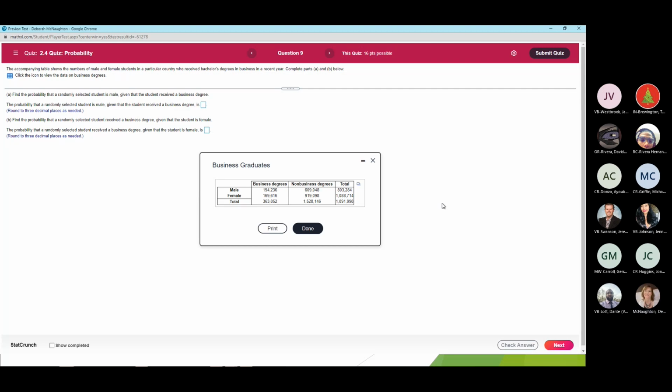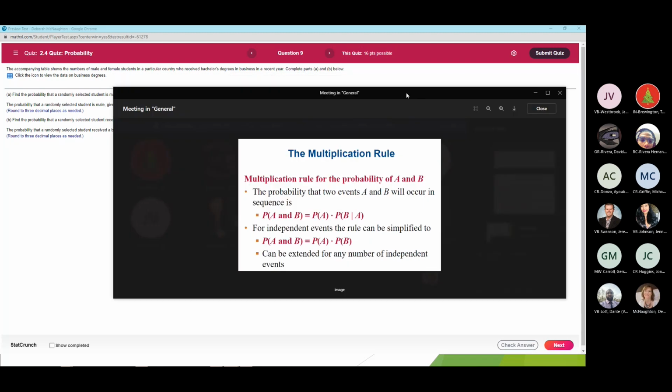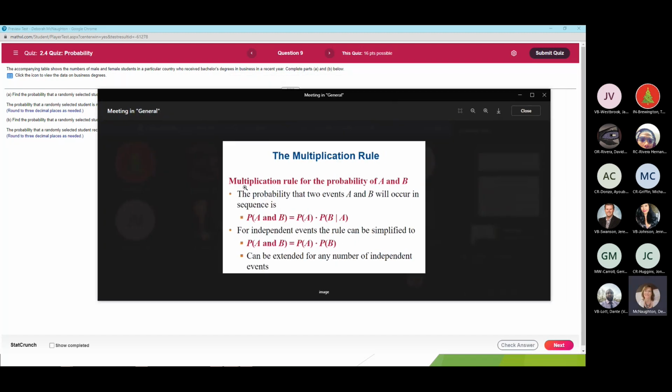So we're going to use that multiplication rule that I posted in the chat. This one. So what this says is the probability of A and B is the probability of A times the probability of B given A. So we can change this to get the probability of B given A is the probability of A and B divided by the probability of A.